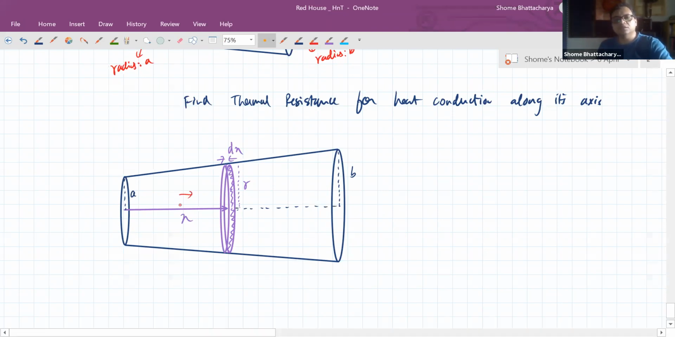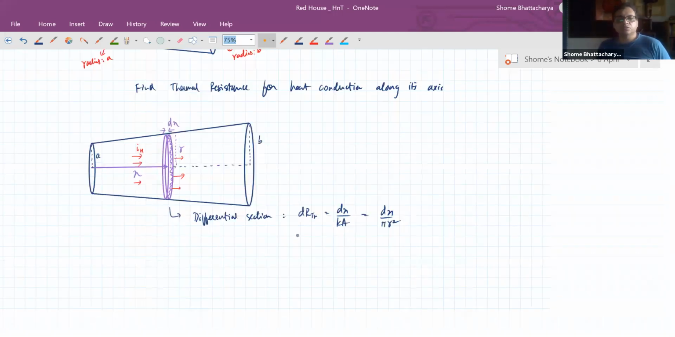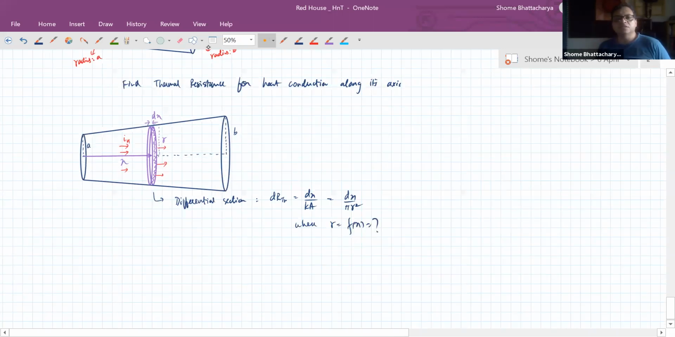Because as heat is flowing like this, it's flowing through this conductor. Okay. So for this differential section, the thermal resistance is the length across which heat is flowing, which is the thickness dx, upon k into A. Now, it all becomes about expressing r as a function of x, where r is some kind of function of x. So how do we understand that?